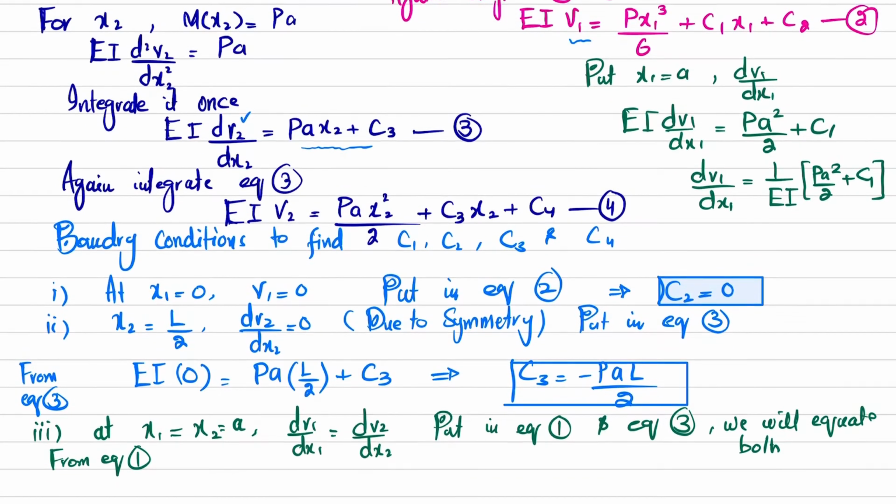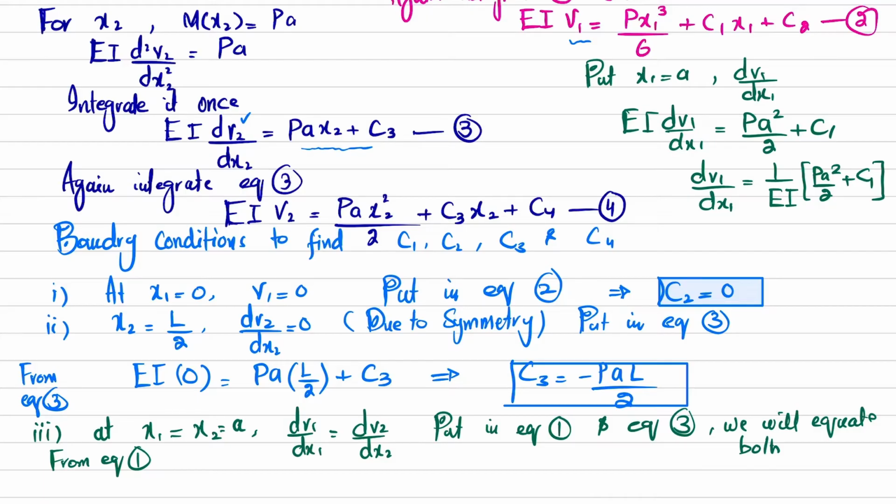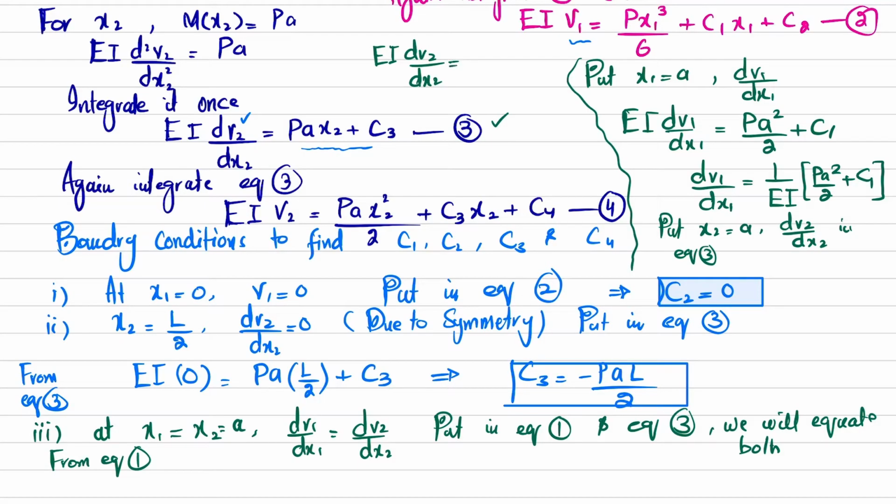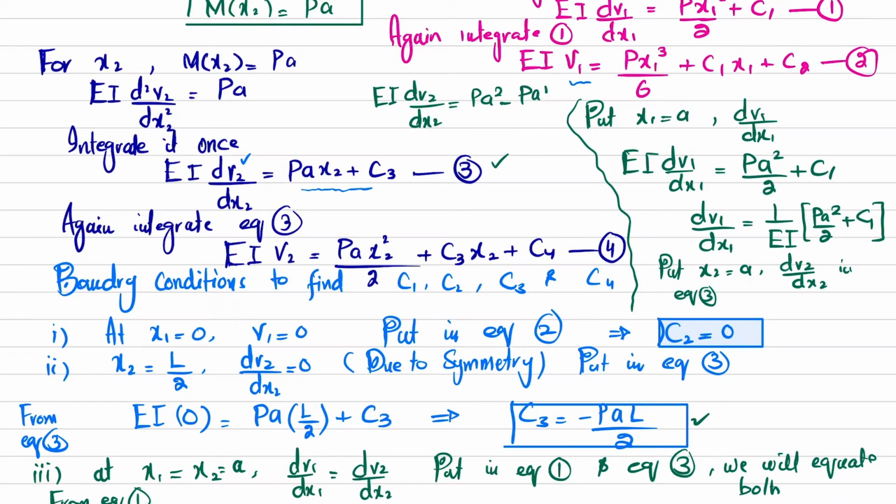Now we will put x2 equal to a for dv2 over dx2 in equation 3. So we will get EI into dv2 over dx2 equal to Pa square plus C3. And what is the value of C3? C3 is minus PaL over 2. So we will get dv2 over dx2 equal to 1 over EI into Pa square minus PaL over 2.